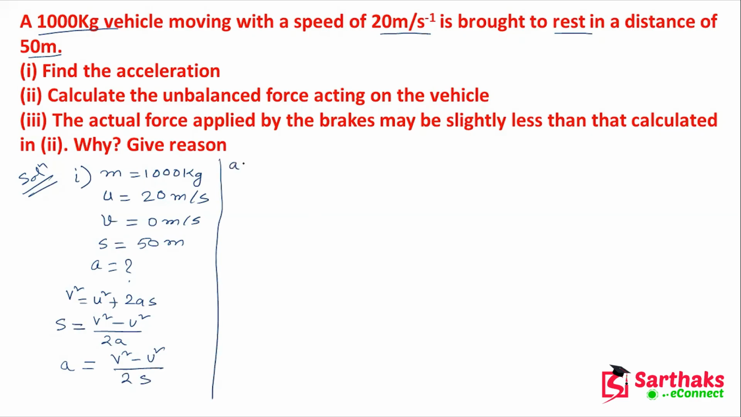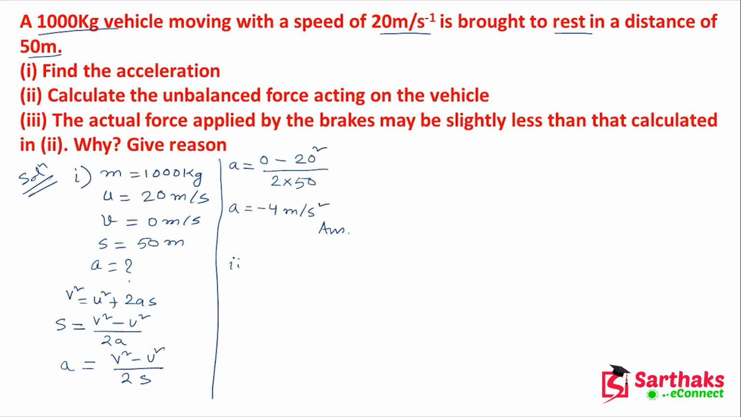So acceleration equals, v equals 0, u equals 20, so 20 square, and 2 into s, that is our 50. So acceleration equals minus 4 meter per second square. So this is the first answer, right? Now the second one, calculate the unbalanced force acting on the vehicle.